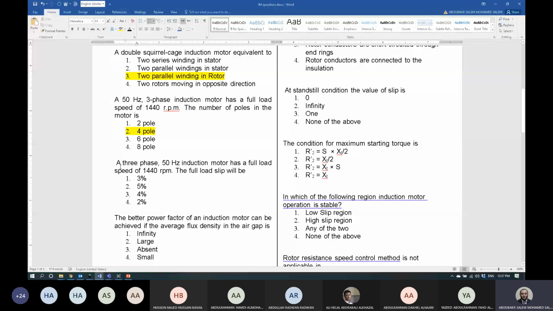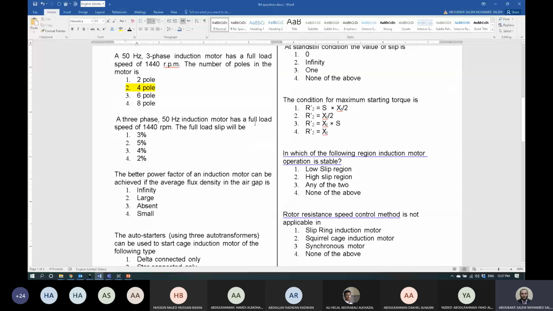A three-phase 50 Hz induction motor has a full load speed of 1440. The full load slip will be what? We agree the synchronous speed is 1500, right? So 1500 minus 1440 over 1500 will give you the value of 4%. This is the right answer. Just calculate it using your calculator and you will find this is the right answer.